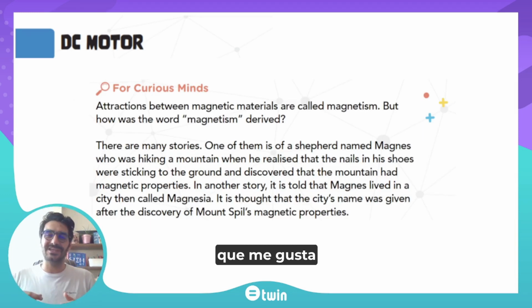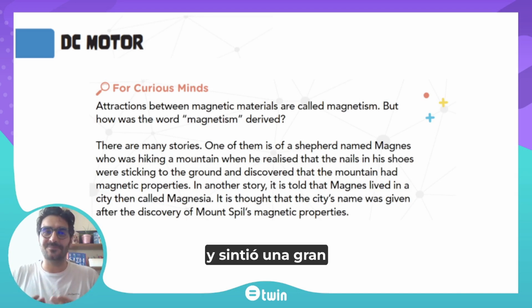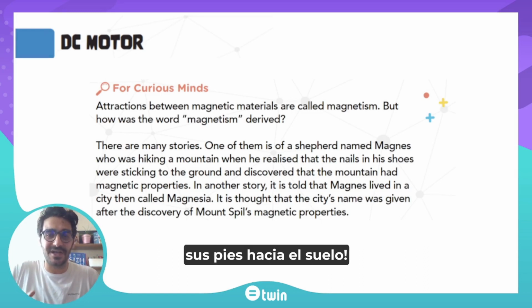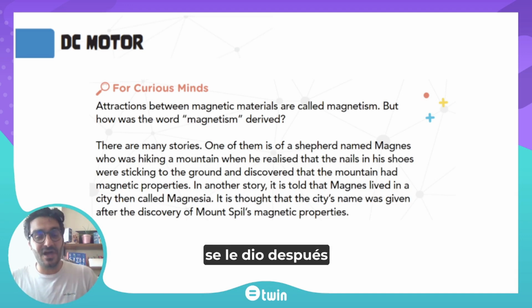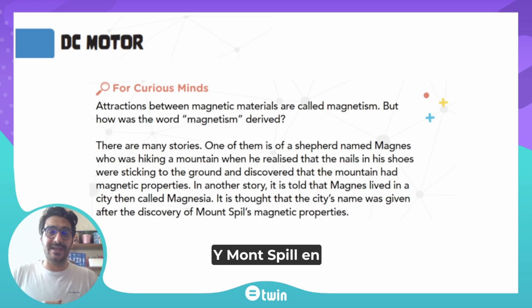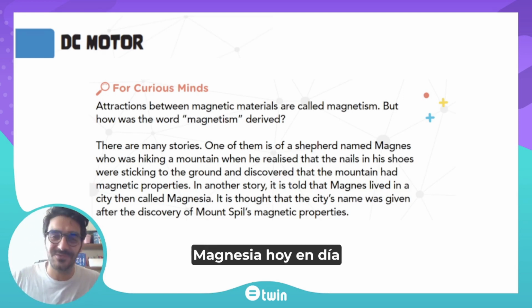And for the curious ones, you can also get more information about magnetism. And there's a weird fact. There are many stories about the invention of magnetism, but one of them is a shepherd named Magnus who was hiking a mountain when he realized that the nails in his shoes were sticking to the ground, and he felt a force that pulls his feet to the ground. Then it was discovered that the mountain had magnetic properties. In another story, it is told that Magnus lived in a city then called Magnesia. It is thought that the city's name was given after the discovery of Mount Spil's magnetic properties. Mount Spil actually is in Turkey, around the Manisa region. So the city Magnesia today is called Manisa.